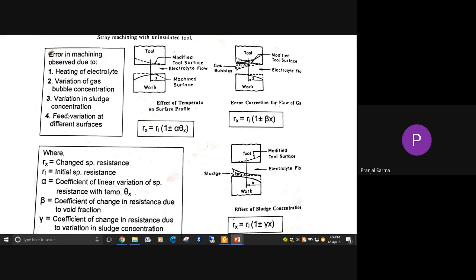Now the errors in this particular machine may be due to heating of the electrolyte. As the process is going on, the redox reaction is going on, and the electrolyte may get heated up, and because of excess heat generation, it hampers the effectiveness of that particular process. Similarly, if you can recall the previous cases, hydrogen gas was released. Similarly, if it is NaCl, that was the salt, sometimes chlorine gas etc. will be released. So in those cases, variation of gas bubble concentration can also cause some error in the machining. That is shown here in this particular figure.